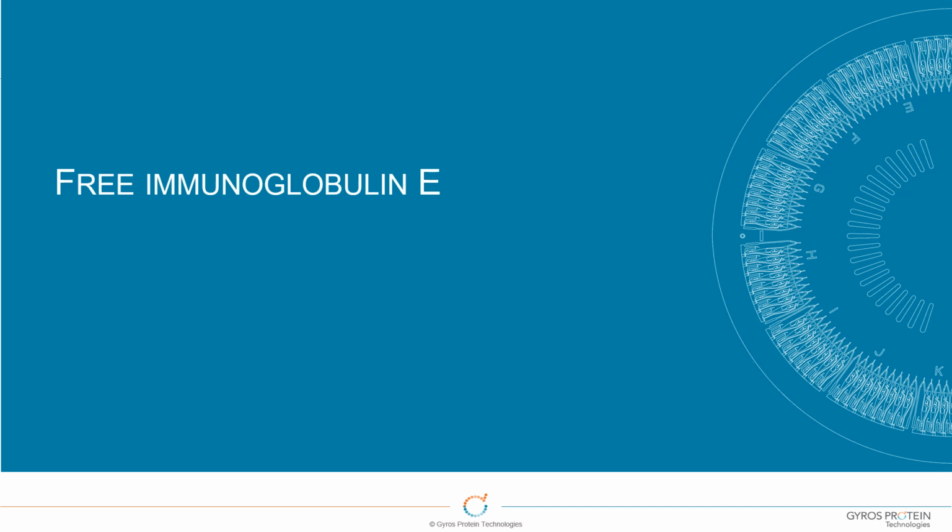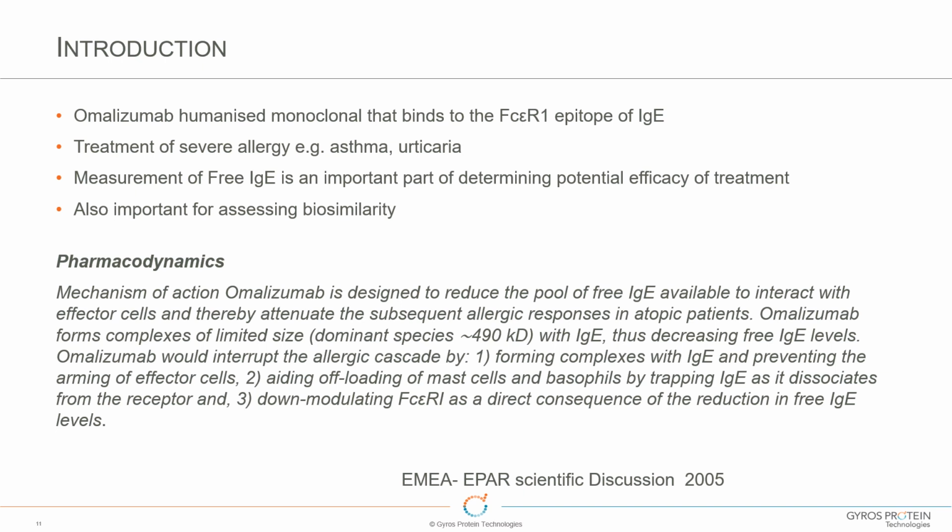So now we'll shift to another example where we have some more detailed data to talk about how we can measure free IgE as a measure of efficacy. So we're going to look at the interaction between IgE and a drug, omalizumab, which is a humanized monoclonal that binds to IgE. This drug is used for treatment of severe allergy. So it effectively binds free IgE.